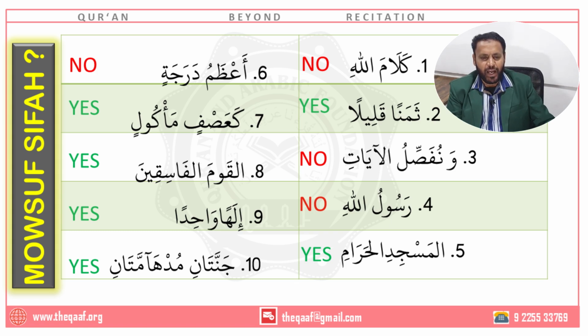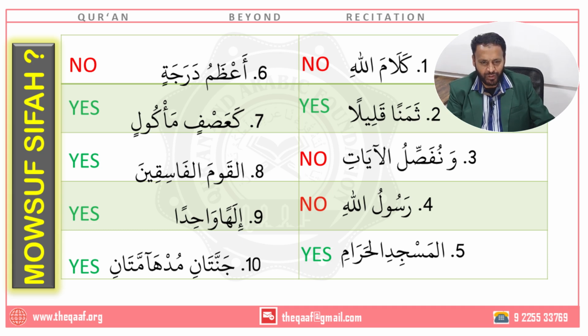Jannatani mudhammatani. Yes, these match. What's the number? Number is dual. Both of them are dual, both of them are feminine, both of them are rafa, both of them are common. Everything matches. Mawsuf sifa.